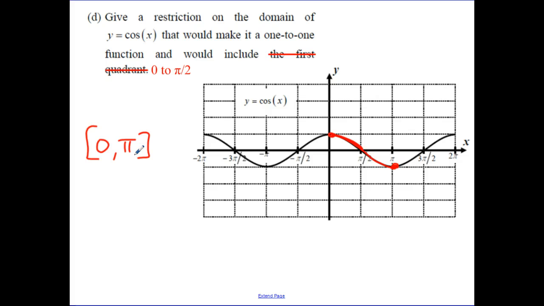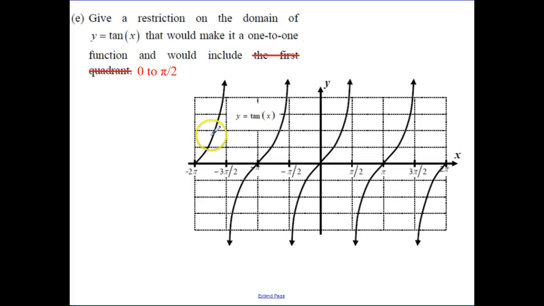Finally, our tangent graph. I just barely learned about this graph. Looks like this, has vertical asymptotes. Okay, goes through the origin. I want to include this portion of it between 0, okay, and pi over 2. That's our first quadrant.